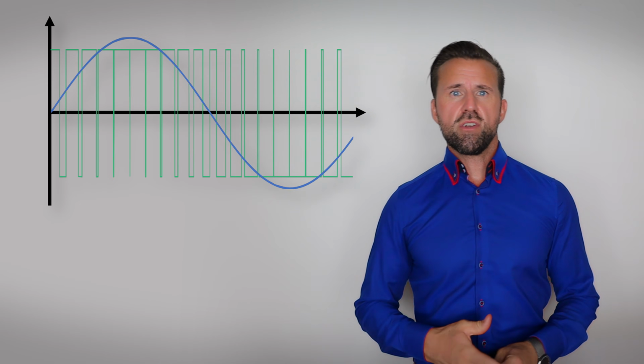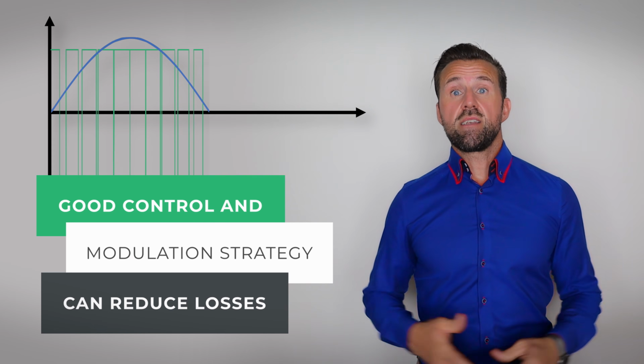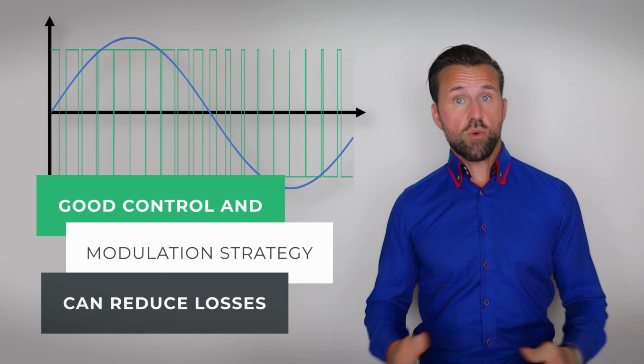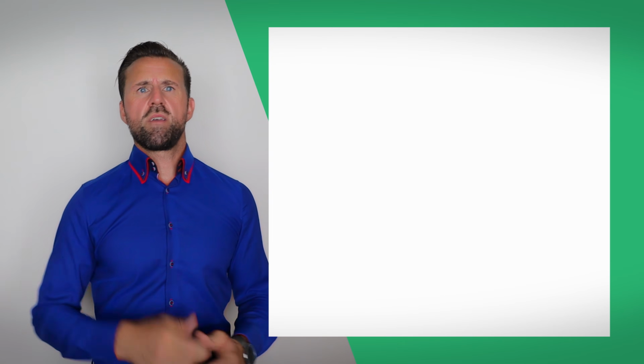The losses of AC motors of course also strongly depend on the control strategy and the modulation methods of the used inverter. These directly influence the frequency of the current and therefore the ohmic losses, but also the iron losses.